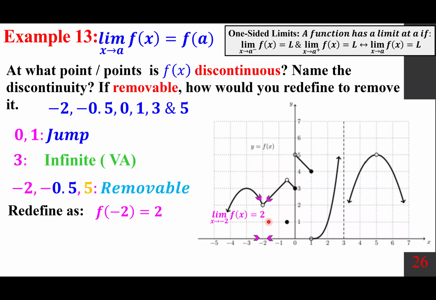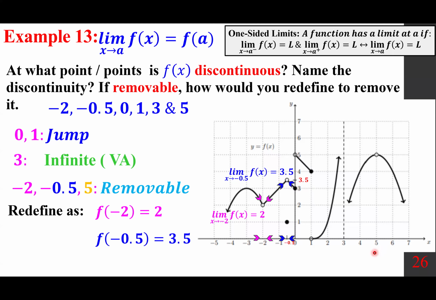Then the next number is -0.5. Look at negative 0.5 and we approach it from the left and right. From the left, we are going this way. From the right, we are going this way, but both of them are moving us towards this point, and this point seems to have a y coordinate of 3.5, then the limit is 3.5. The limit of f of x as x approaches negative 0.5 equals 3.5. Since the limit exists, all we have to do is redefine f of negative 0.5 as 3.5, and that fixes the problem.